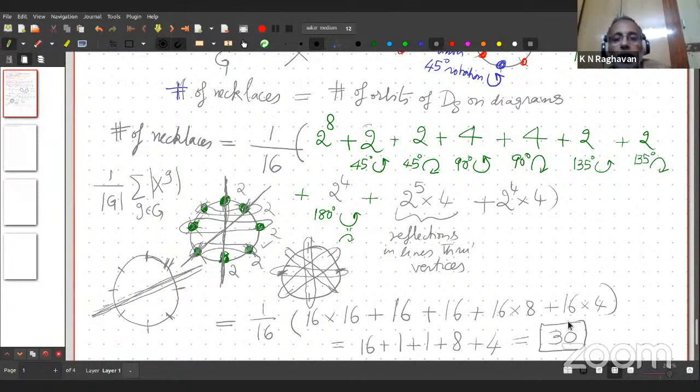I hope you are impressed with this calculation, which took us half a page, right? And I have not drawn a single necklace. Imagine having to draw 30 different necklaces and making sure that you have drawn all of them, and whether any two of them are the same or not. So I hope you are convinced about the efficiency of doing it this way.